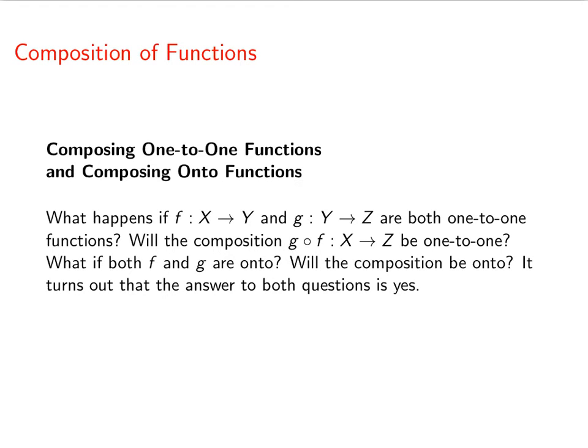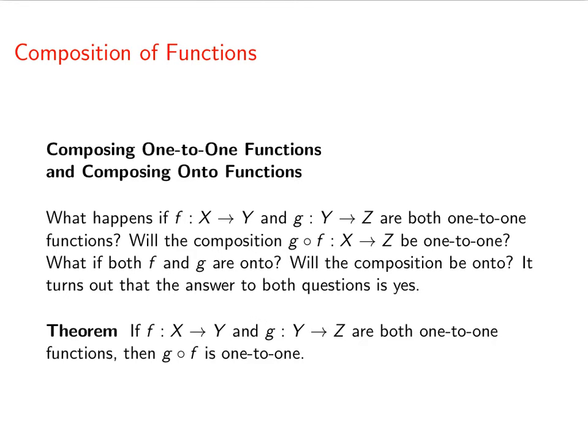And it turns out that the answer to both questions is yes, and we're going to walk through the proofs of these. So the first thing is we'll have a theorem that says that if f mapping from x to y and g mapping from y to z are both one-to-one functions, then g composed with f is one-to-one.